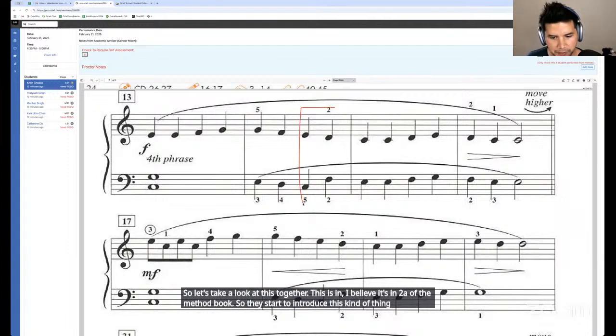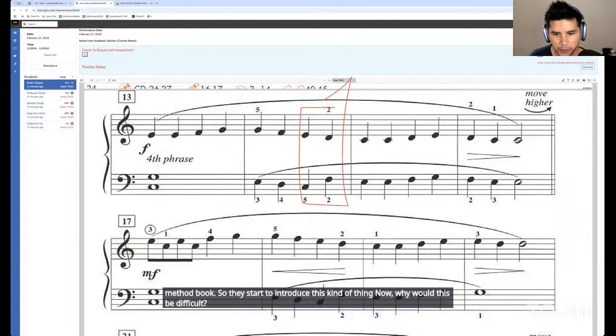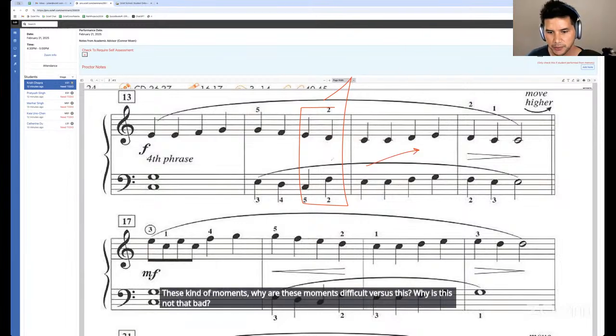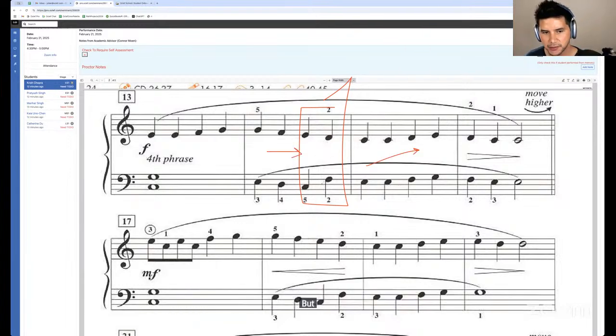Now, why would this be difficult? These kind of moments, why are these moments difficult versus this? Why is this not that bad? But this is. Manhar? Because the hands are moving in different directions.